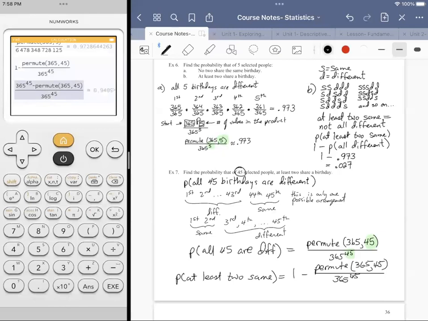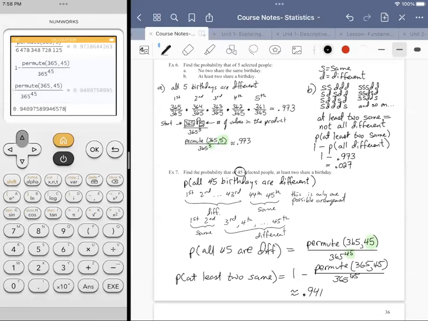Now, if it gets cut off, which happens pretty frequently, just scroll onto it and hit OK or execute, and it'll bring that whole decimal down. It also shifts some things over so you could actually see it. But this is about 0.941 approximately. So I don't want to say it's almost guaranteed, because it still leaves over 5% of cases where the birthdays are all different, but this is getting closer and closer to 1.